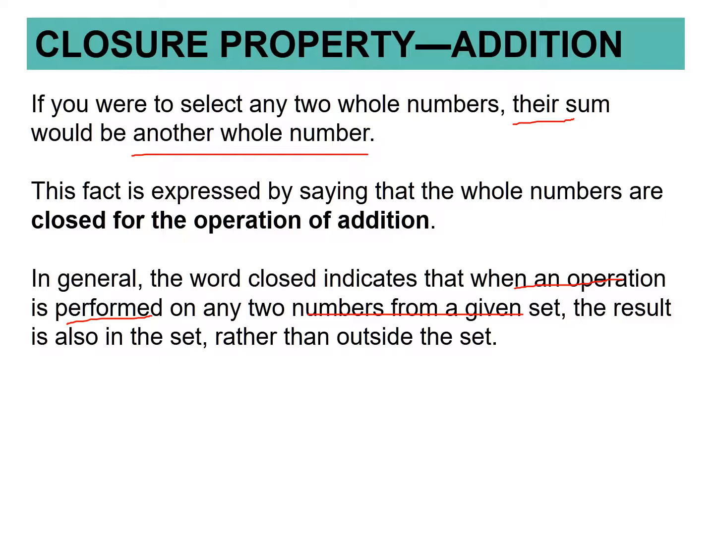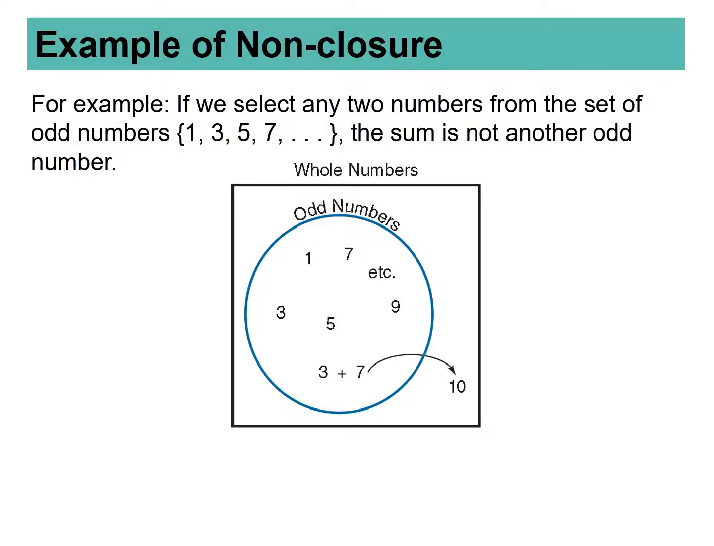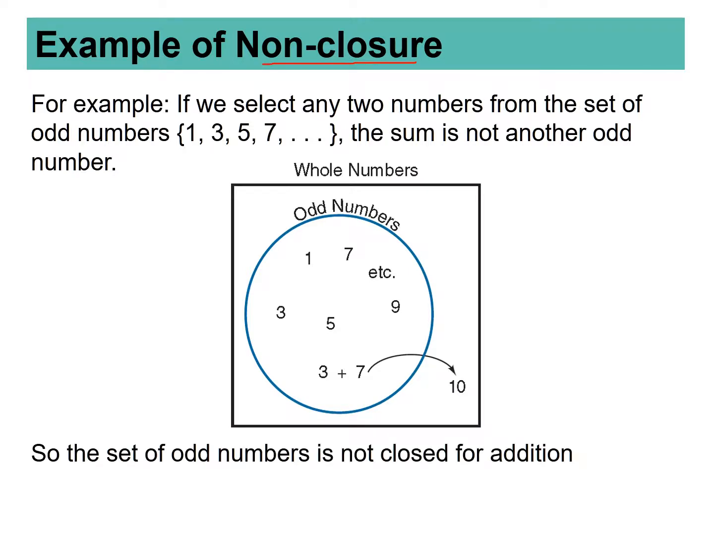Okay, so here's an example of something that's not closed. These are the odd numbers, and if I add two odd numbers, I get an even answer, which means the answer is outside of the set I started with. So this is non-closure. The odd numbers are not closed for addition. The whole numbers are, but the odd numbers are not.